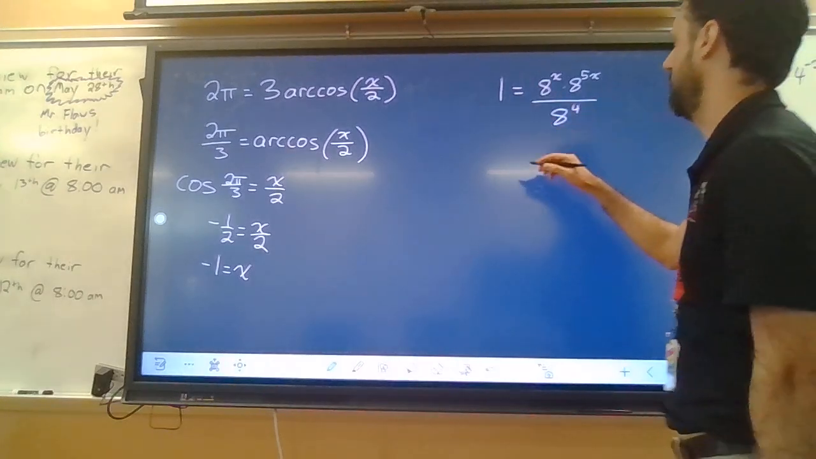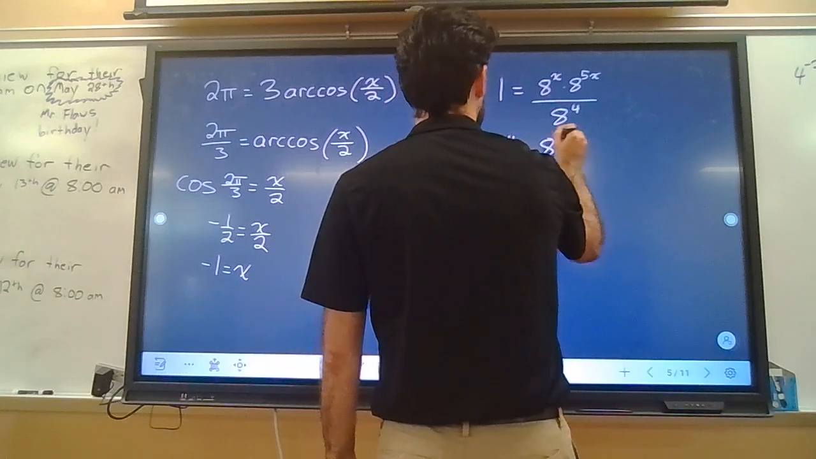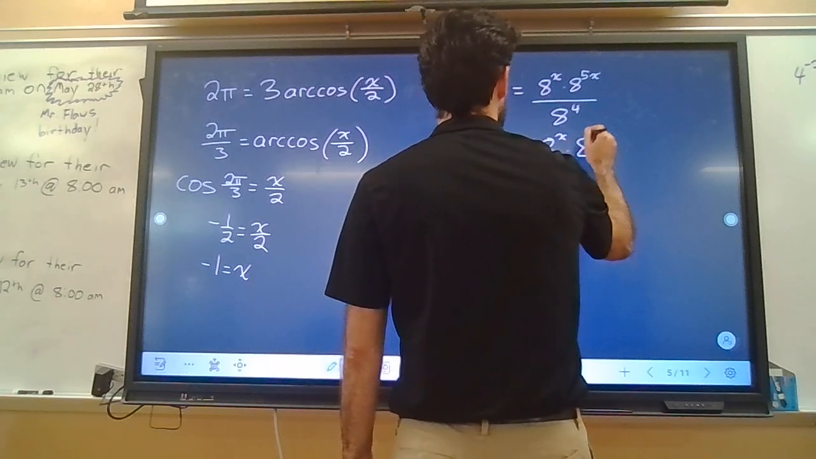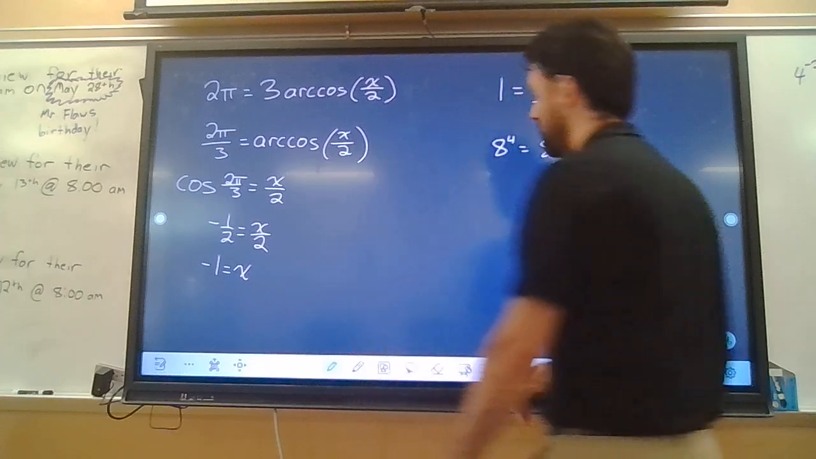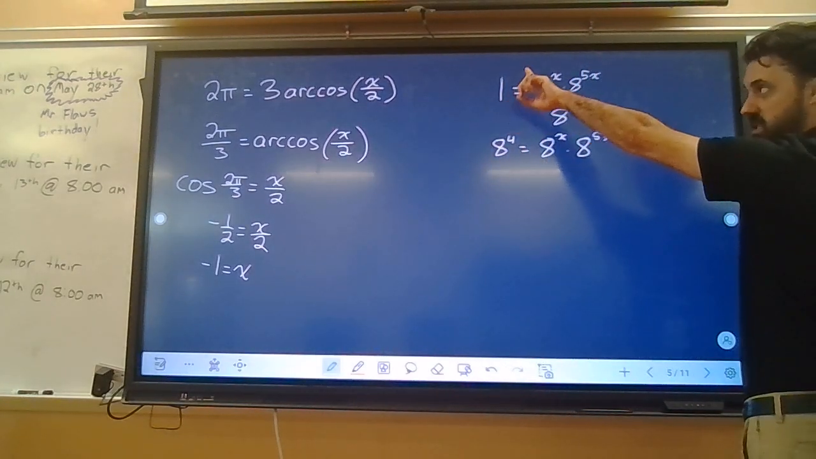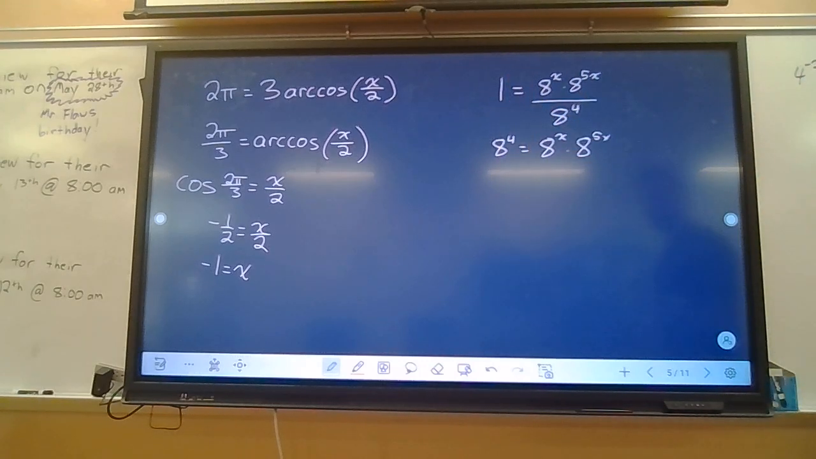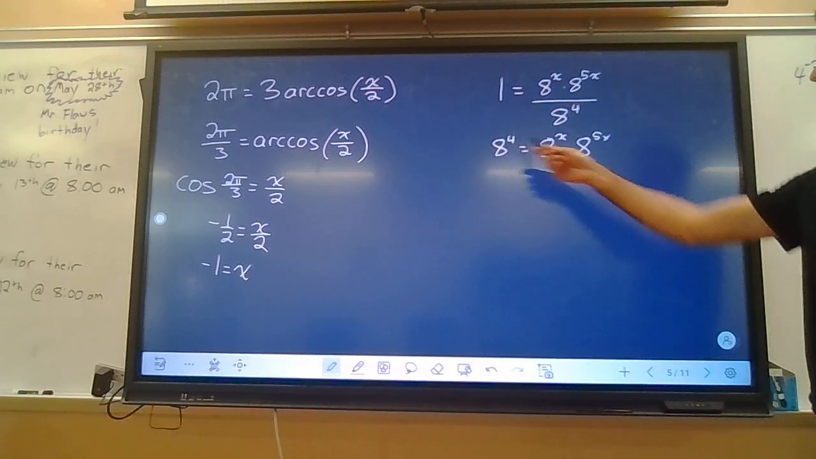I'm going to multiply the 8 to the 4th on both sides. So the left-hand side becomes 8 to the 4th equals 8 to the x times 8 to the 5x. Now if you didn't, it's a little trickier. Later you're going to have to call that an 8 to the 0 for this to really work, or convert it into a log later on. But this is the easiest way to come up with the answer.